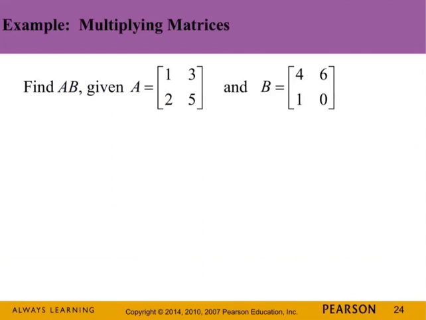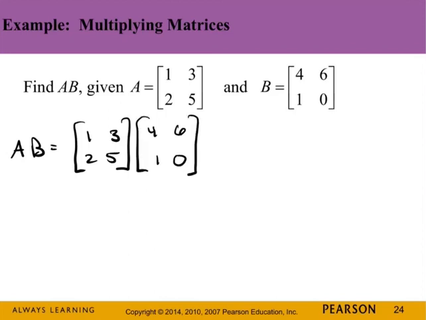So find AB given this A and this B, okay? So then AB is going to be, so we have this 1, 3, 2, 5. We want to multiply that by 4, 6, 1, and 0. Now, in order to do matrix multiplication, the number of columns of the first matrix has to match the number of rows of the second, right? So this just happens to be a 2 by 2 times a 2 by 2. And these guys already match, so we're in the clear, right?